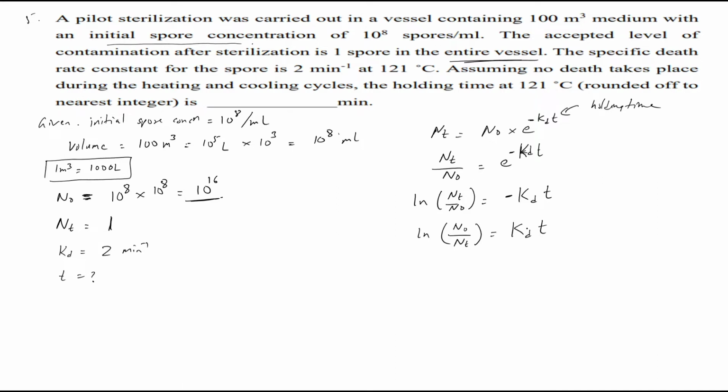From this equation, if we want to calculate t, we can do so by moving Kd to the left side. And if we want to calculate Kd, we will move t to the left side. In this question, we have to find out the holding time, right? So the equation will become t equals 1 upon Kd ln N naught upon Nt, right? This is the equation to find out the holding time. Now we will apply the values to it.